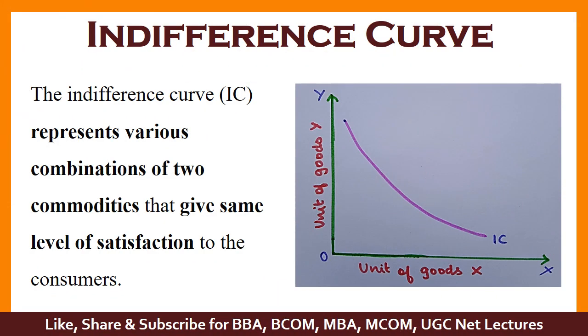An indifference curve is the curve which represents various combinations of two commodities that give the same level of satisfaction to the consumer. As the satisfaction given is the same, the consumers prefer them equally. That's why it is also known as the indifference curve. We will discuss this with the help of a table and a graph.